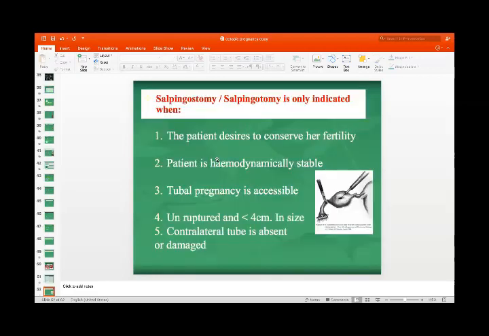There are two procedures which are done surgically, either salpingostomy or salpingectomy. You can see over here, this is the ectopic in the tube. We will give an incision on the tube, and we will try to expel the contents of the tube. This is salpingostomy. This procedure is offered to those patients who desire to conserve fertility, and they are hemodynamically stable, and the tubal pregnancy is accessible. It is unruptured and less than 4 cm in size, and they can accept follow-up.